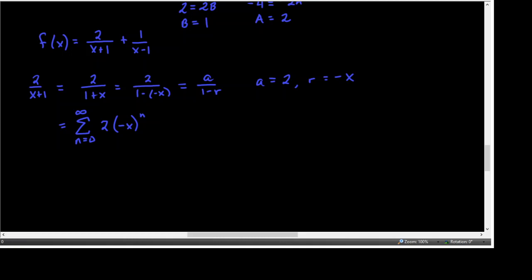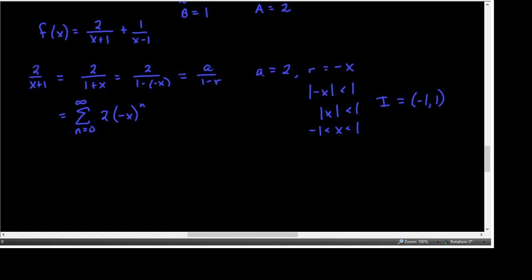And its interval of convergence is found by setting the absolute value of r to be less than 1, and the absolute value of negative 1 is 1, times the absolute value of x is absolute value of x. And so that's from -1 to 1. That's our interval of convergence for that part of the problem. Okay. Now let's do the other one, 1 over x minus 1.